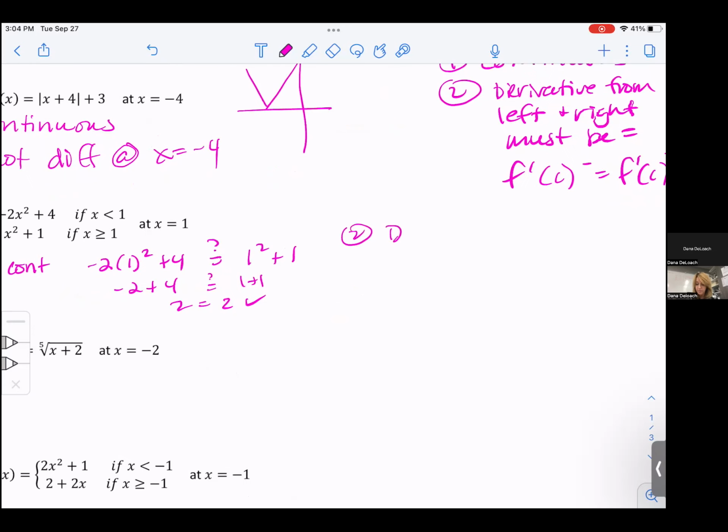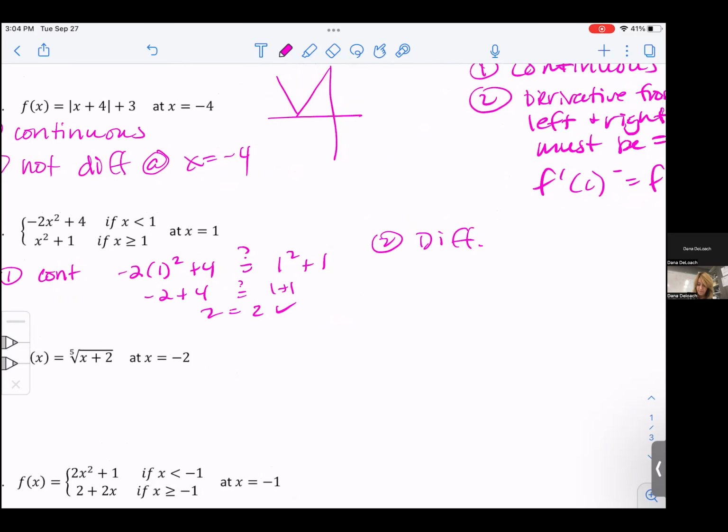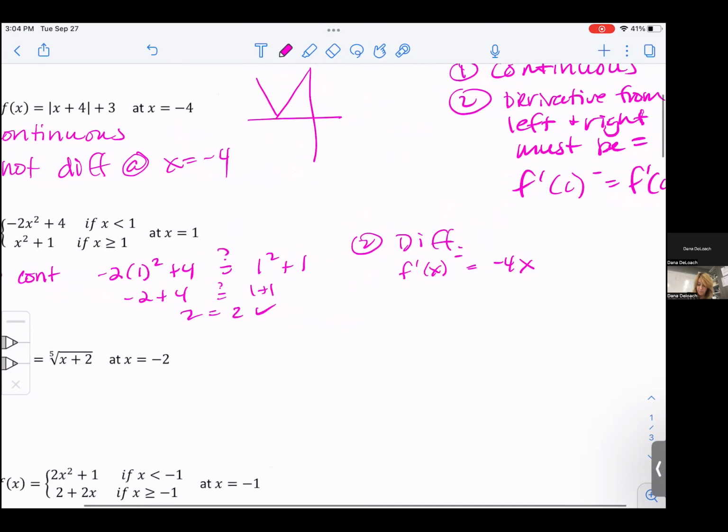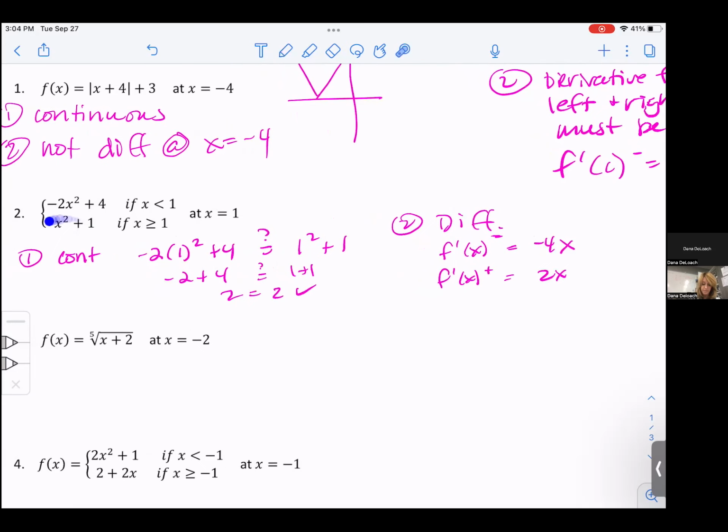Now I want to know if it's differentiable. And so I'm going to find the derivative. f prime of x from the left is going to equal -4x because I swung and subtracted this right here. And then f prime of x from the right is going to equal 2x, because I swung and subtracted this.